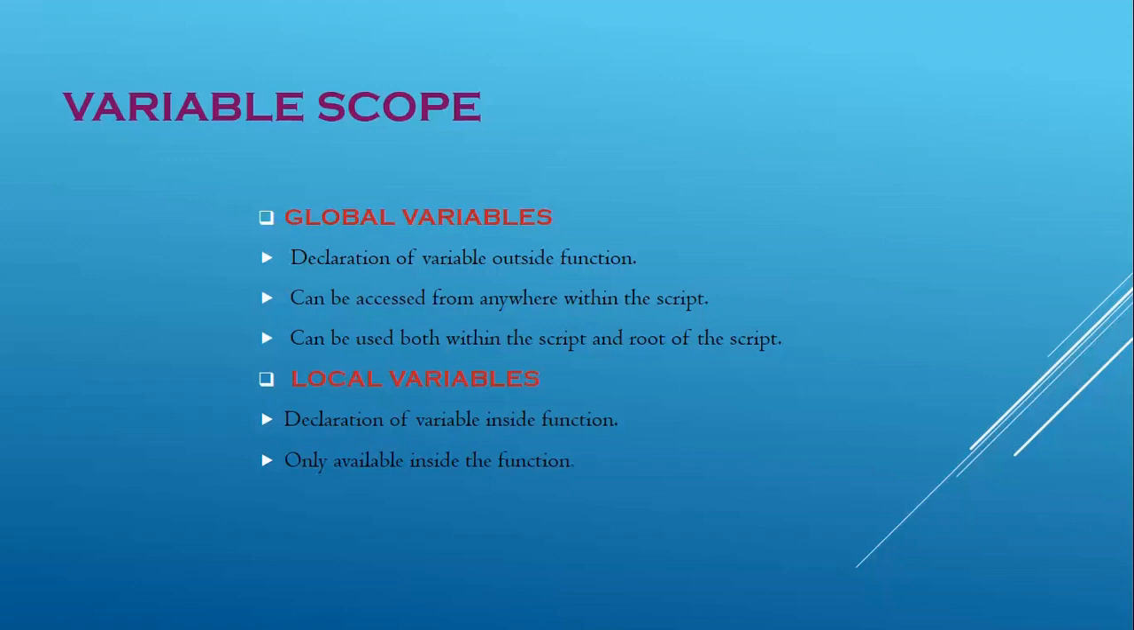When you declare a variable in the root of your script outside any function, it becomes a global variable. You can access it from anywhere within the script. That means you can use it, update its value, do whatever you want with it in both the root of the script and inside functions.